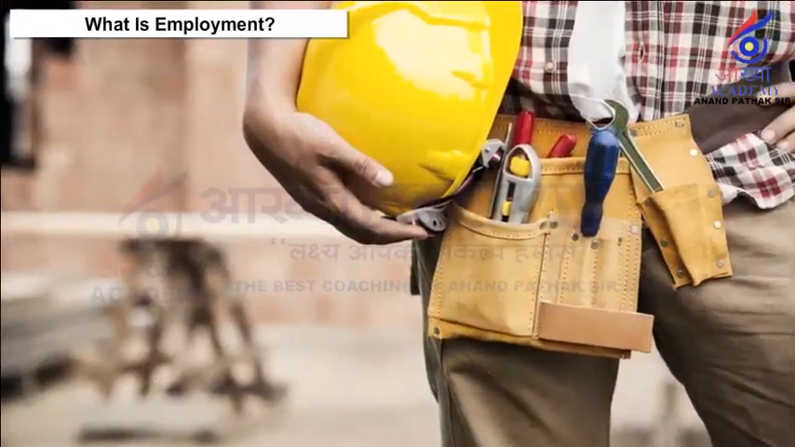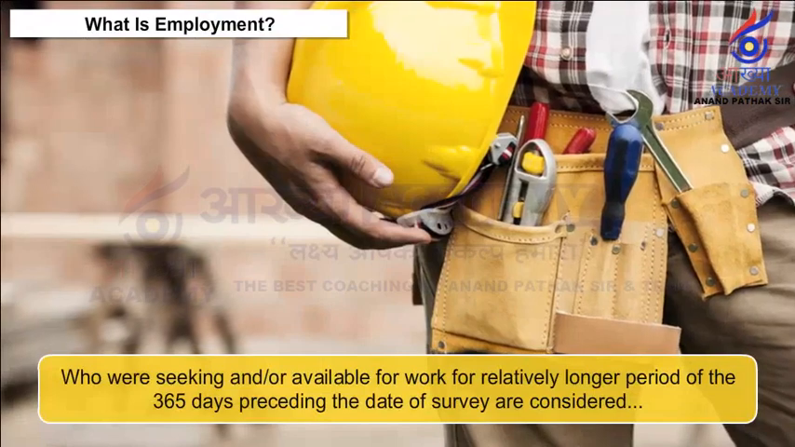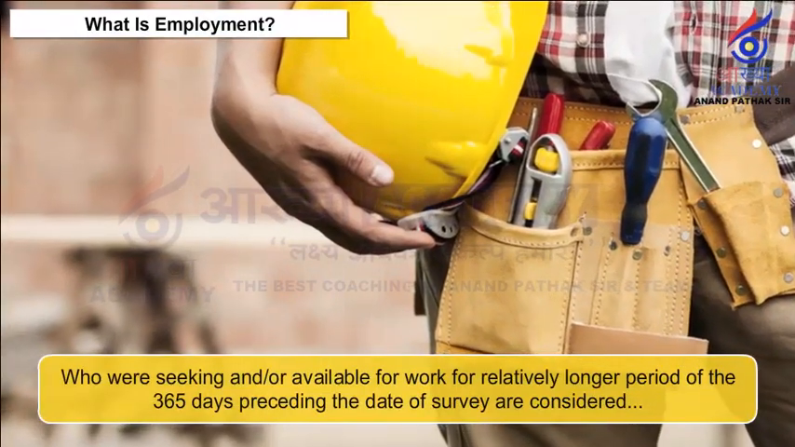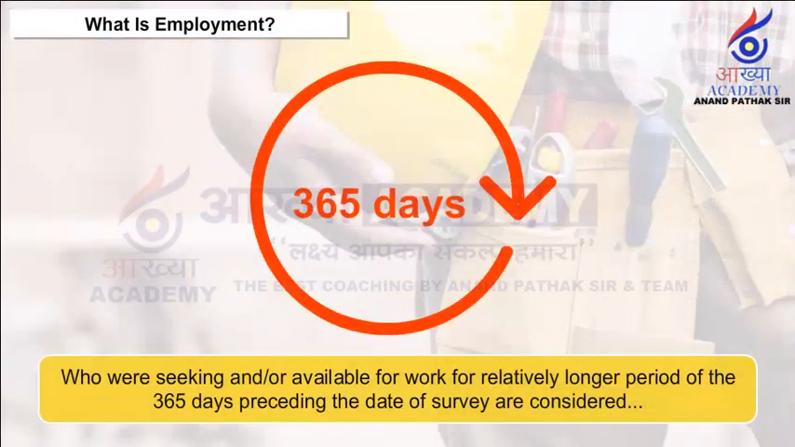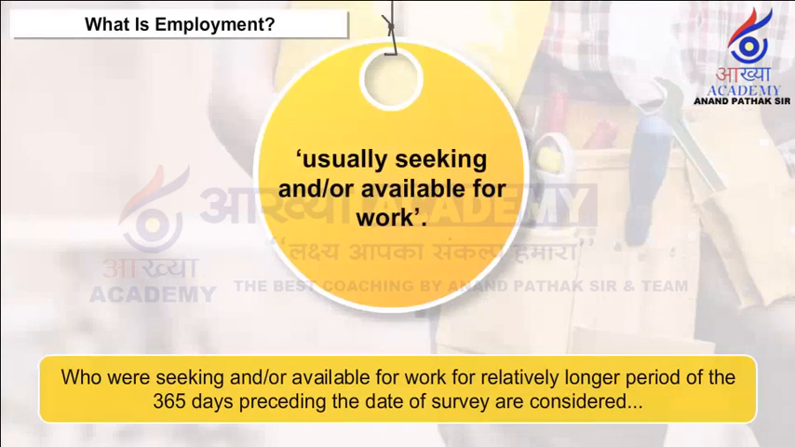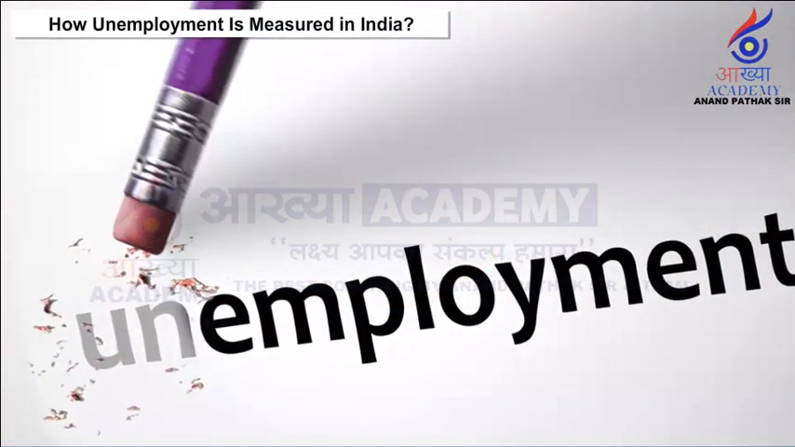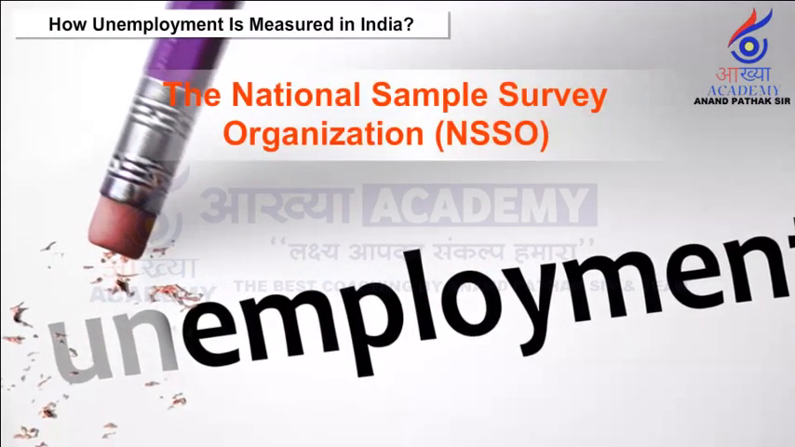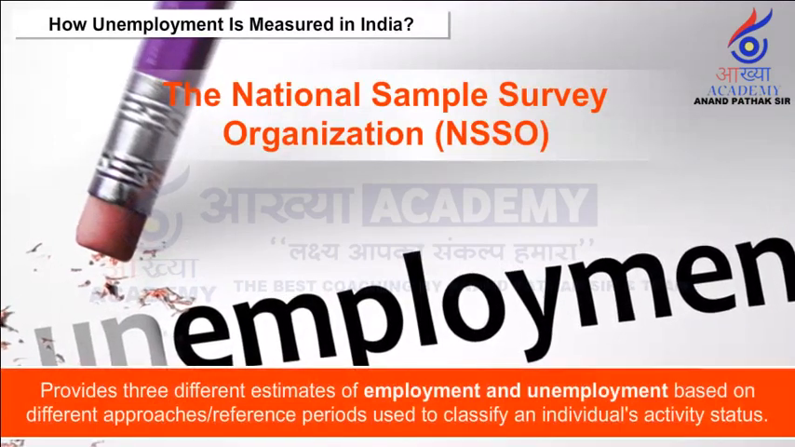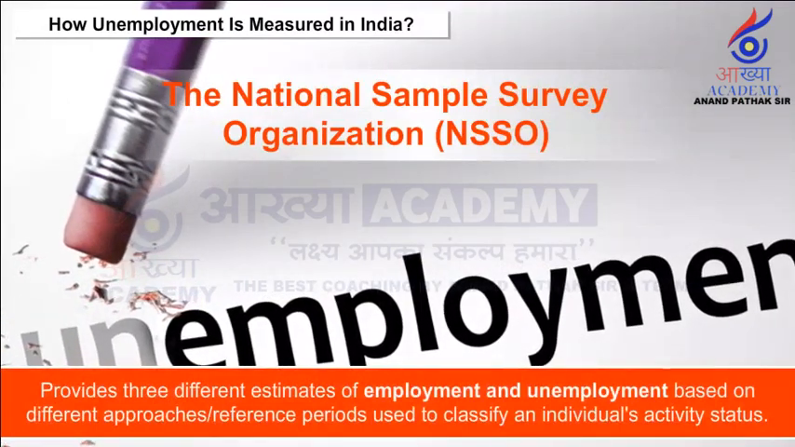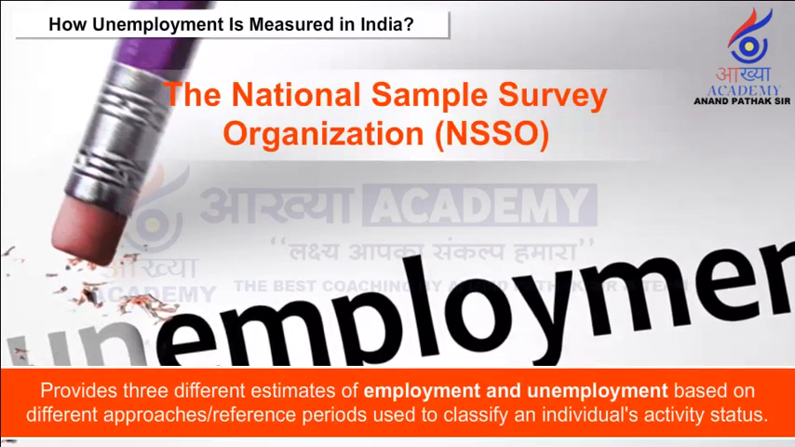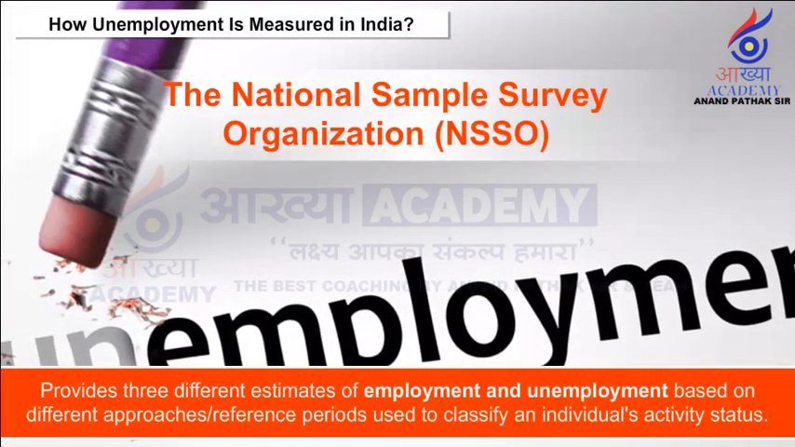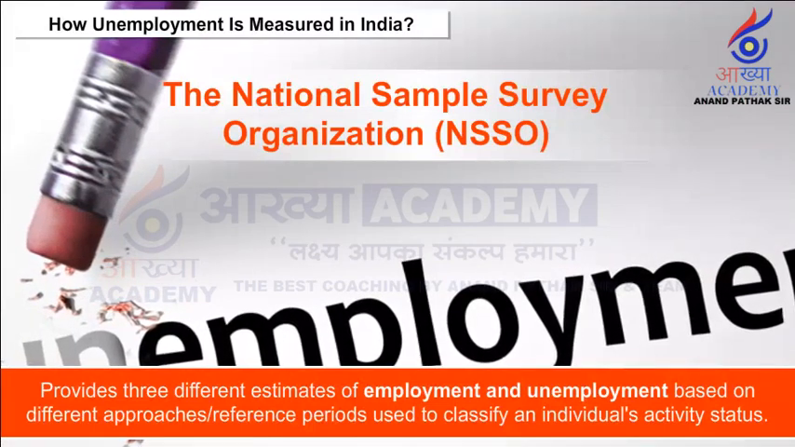Persons, on the other hand, who were seeking and or available for work for a relatively longer period of the 365 days preceding the date of survey are considered usually seeking and or available for work. How is unemployment measured in India? The National Sample Survey Organization, NSSO, provides three different estimates of employment and unemployment based on different approaches or reference periods used to classify an individual's activity status.